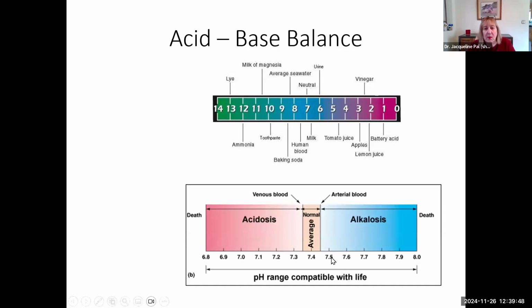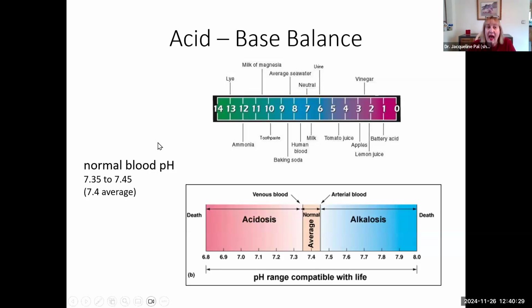In fact, if we look at the pH range that is compatible with life, it goes from a low of 6.8 to a high of 8. As I said, we like to be a little alkalotic. So please make sure you understand that the normal blood pH is 7.35 to 7.45. So the average is an alkalotic 7.4. It is not a pH of 7, where 90% of you will be dead. Not a good place to be.